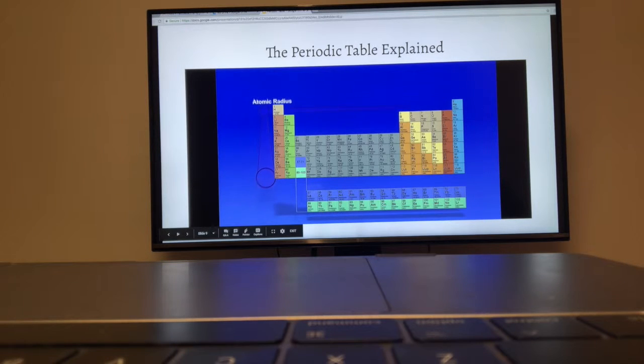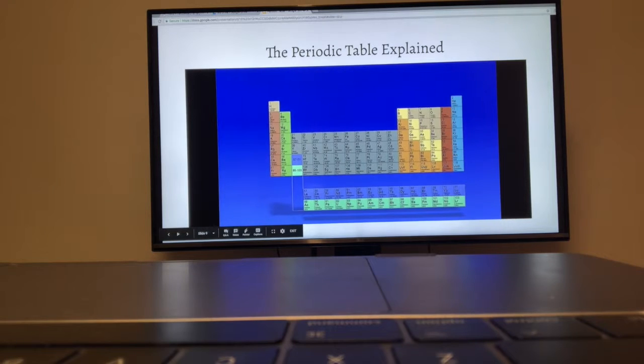The opposite is true for an atom's ionization energy, or how readily an electron can be removed from an atom. As you move down through the periods, the ionization energy will decrease. As you move from left to right across the groups, the ionization energy will increase.